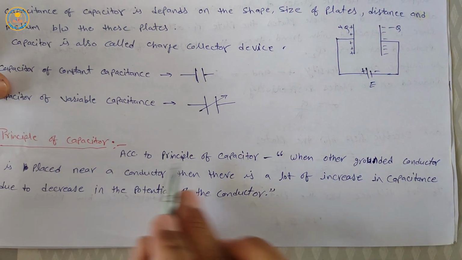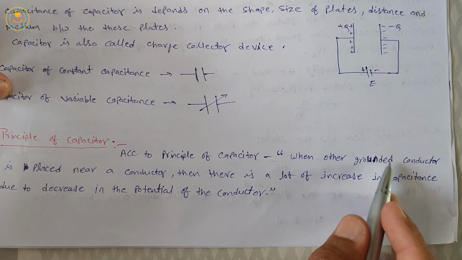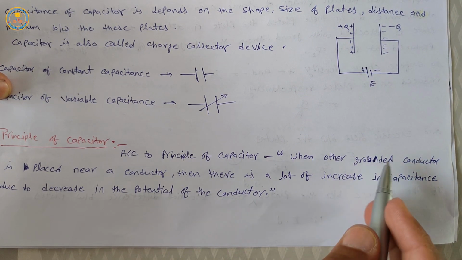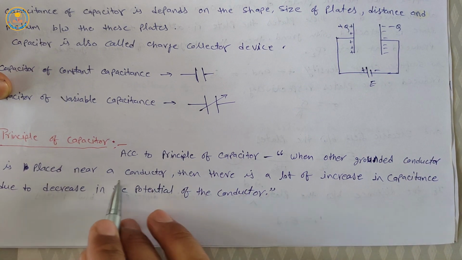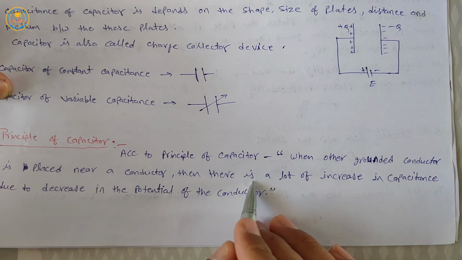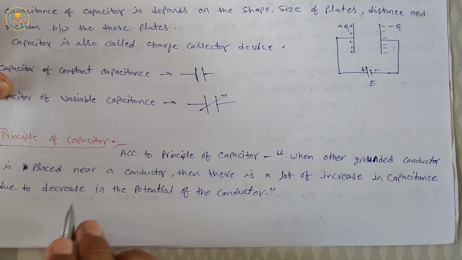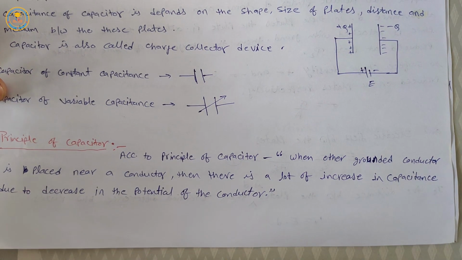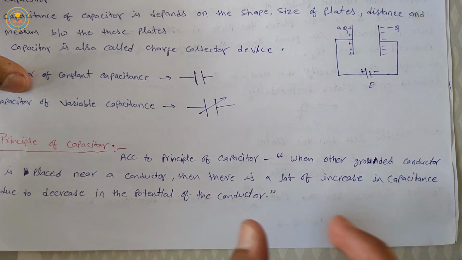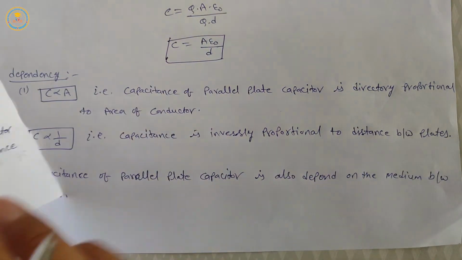Again, according to this principle, when another grounded conductor, we can say an earth conductor, is placed near a charged conductor, there is a lot of increase in capacitance because of the decrease in the potential of the conductor. Okay students, this is the principle of a capacitor, which is very important.